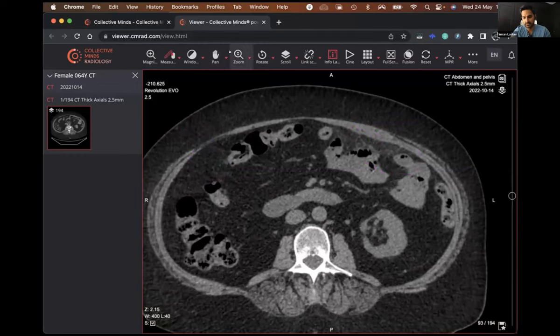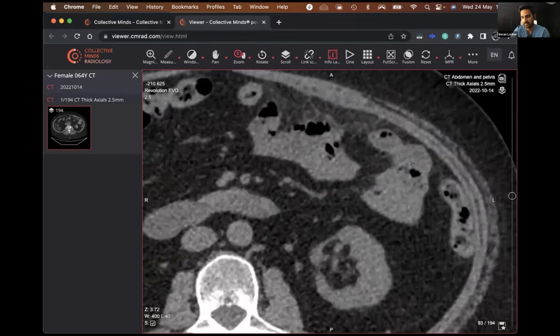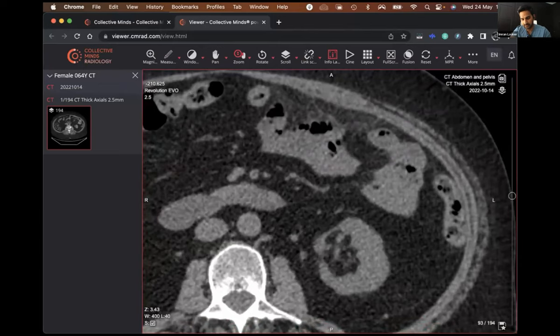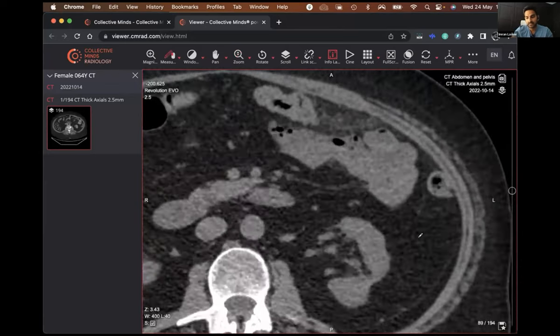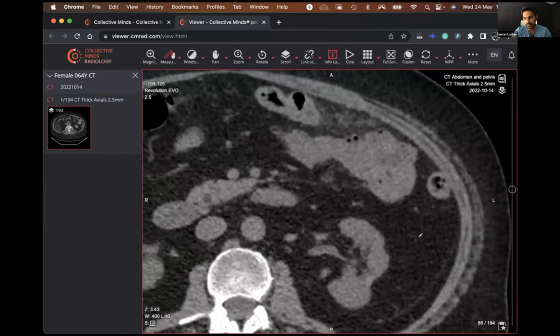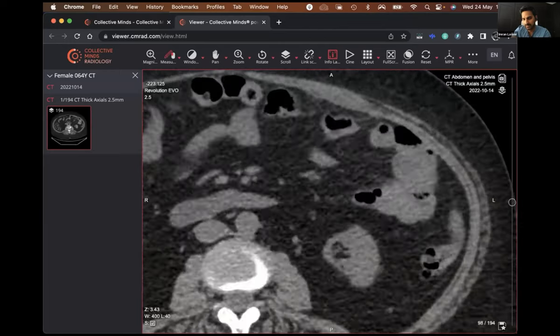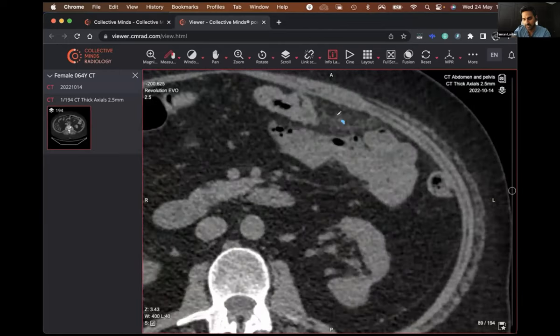So I'll zoom in just to show everyone again. I zoom in, look at that fat that is sitting over here. And then look at the fat that's sitting over here. That looks very, very hazy. It's in a bit of an unusual place, but actually there's a slightly brighter dot there. You can almost feel it looks a bit spherical around that area and then disappears. So that little dot there is like a thrombosed vessel of an epiploic appendage.